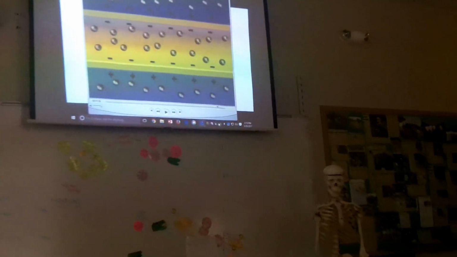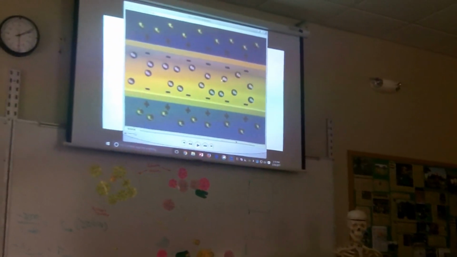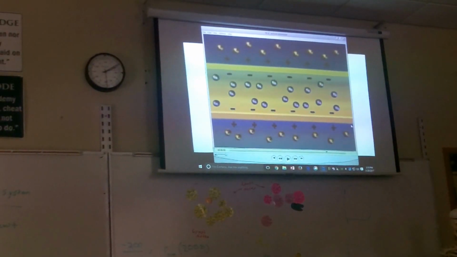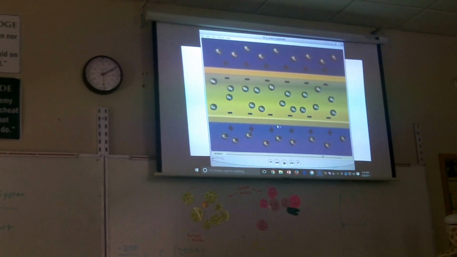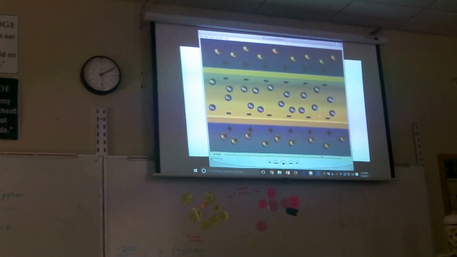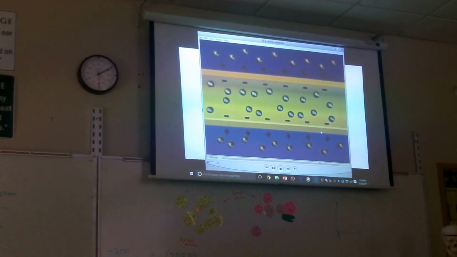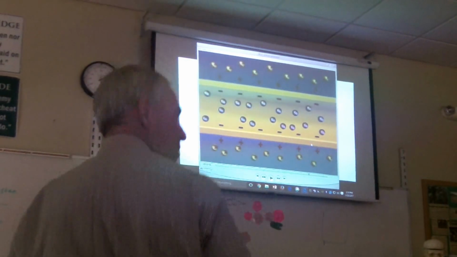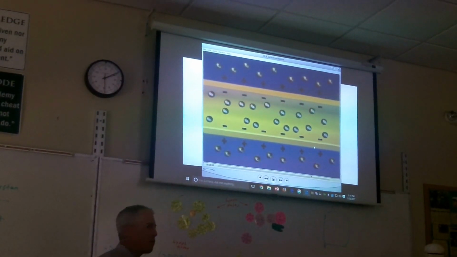Why do they switch back? There's a special protein in the membrane that's in charge of switching them back. They're not showing you, it would get too cluttered if they showed you all this stuff, but there are proteins in this membrane that can move these ions around. And there's one called the sodium-potassium pump that switches them back. Did I answer your question? Yes. Other questions about this?